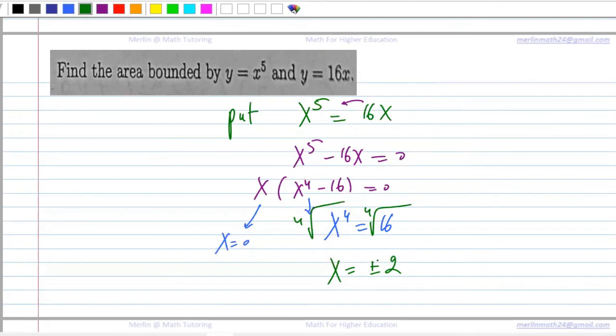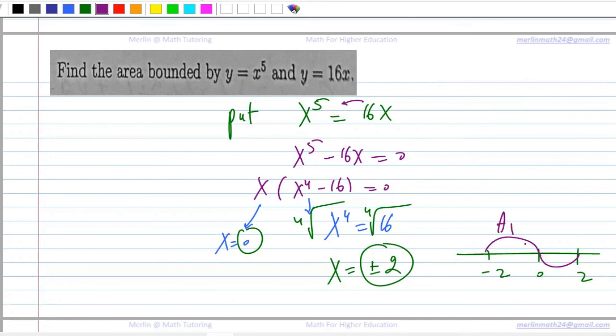So how many answers do I have? I have 3 answers. Now you put them on the number line in order. I have minus 2, then 0, then 2. We said when we have 3 common points between those graphs, it means we have 2 regions of intersection. So this represents A1, A2.